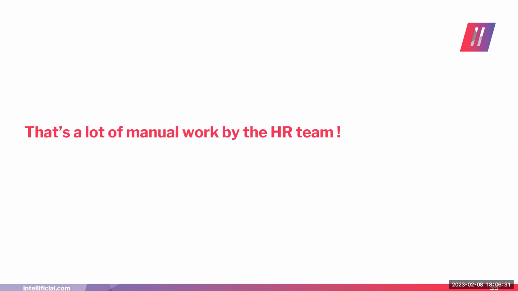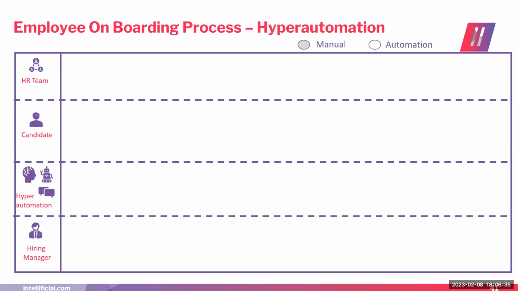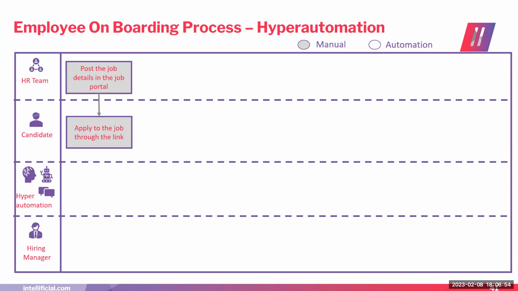But what if this scenario is replaced by hyperautomation? Whatever is highlighted in gray is a manual operation, and whatever is highlighted in white or transparent is a hyperautomation phase. So as usual, the hiring manager will tell the requirements to the HR team, and they will post the job details in the job portal, and the candidate will apply through the link.